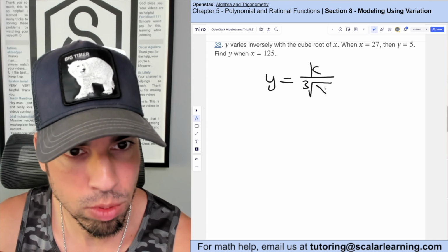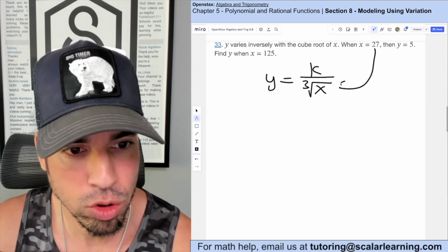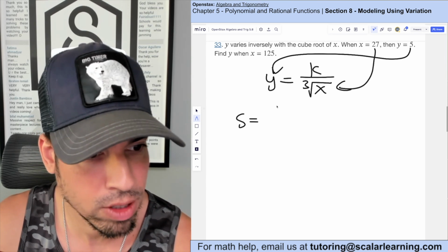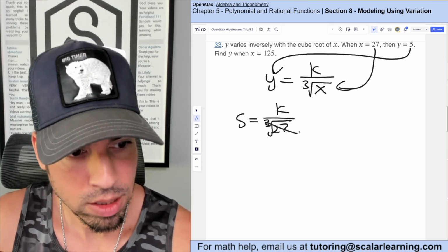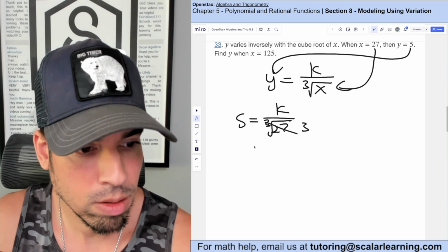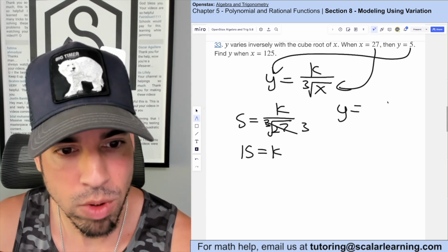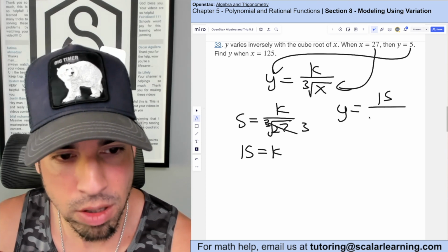Y varies inversely, meaning k over the cube root of x. Literally, just write the cube root of x. Now it says when x equals 27, y is 5. We're going to plug these in so we can solve for k. So let's evaluate. The cube root of 27 is 3. And then to isolate, we're going to multiply both sides by 3. So k equals 15. So now I can rewrite this equation with 15 plugged in for k.